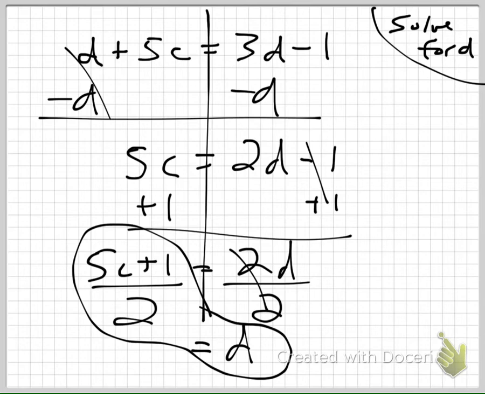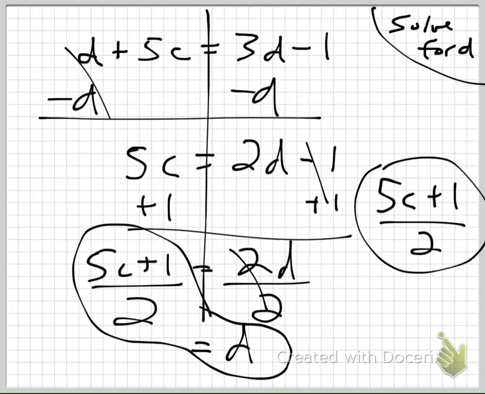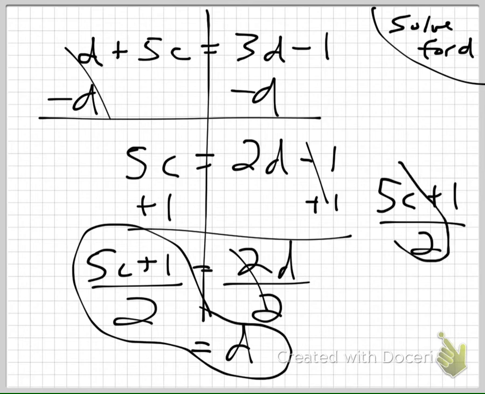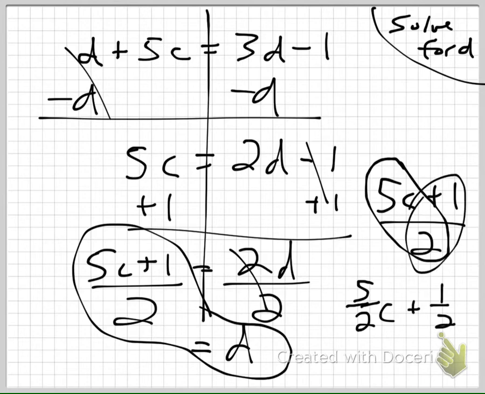What you could do here, and you'll have to get used to doing this once we start dealing with the coordinate plane, taking this 5c plus 1 divided by 2, can I get rid of that 2 there? Can I use the distributive property here? I can. Watch what I can do if I wanted to. What is 5c divided by 2? 5 halves c plus 1/2. I could do that.